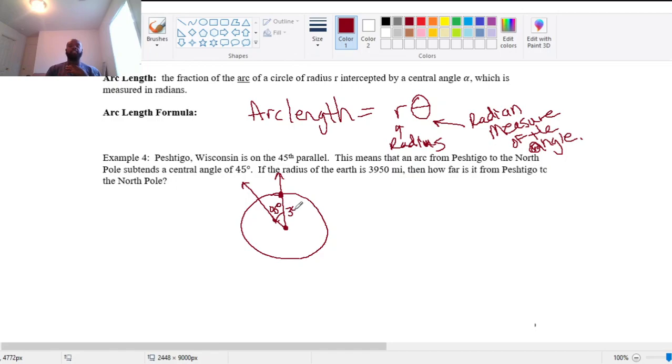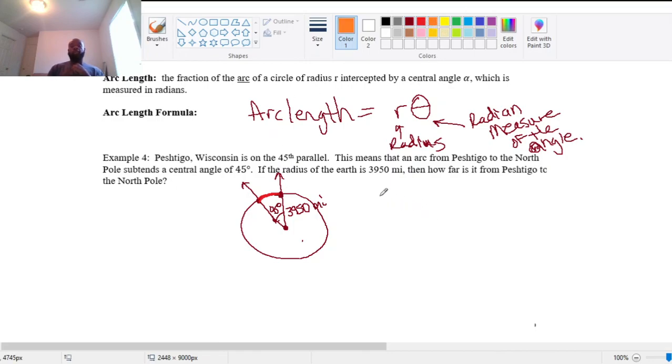I know that my Earth has a radius of 3,950 miles. So the distance from here to here is 3,950 miles. And the distance from here to here is also 3,950. We want to know how far it is from Peshtigo to the North Pole. Well, it's basically this arc length here, right? So it's not a straight line distance. It's actually an arc length, right? It's a rounded distance. And when we have these rounded distances, we have to take into consideration the roundedness here. And so it is the arc length of that central angle that's intercepted by the circle.